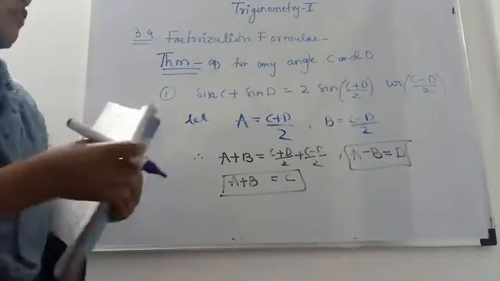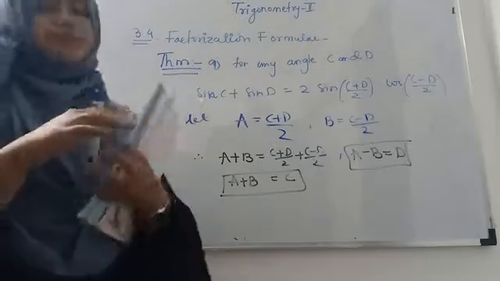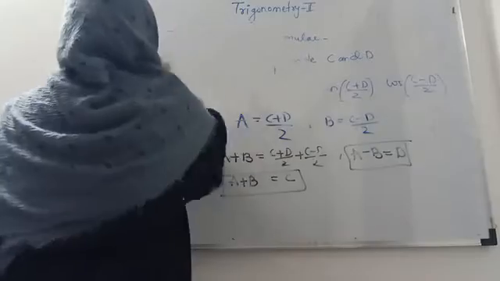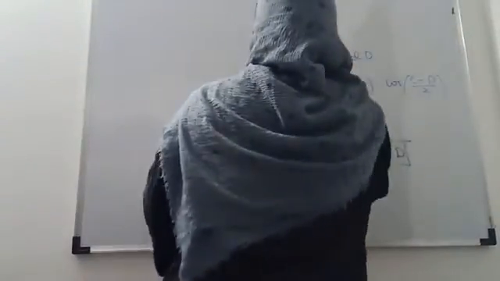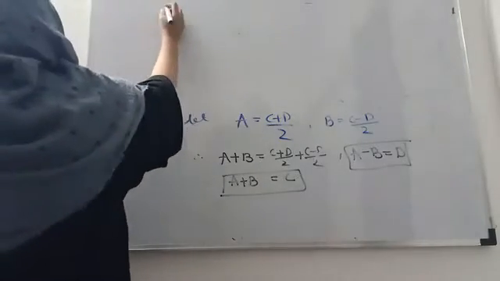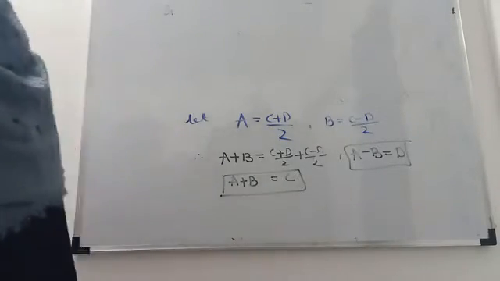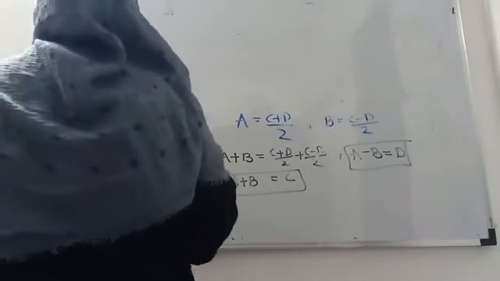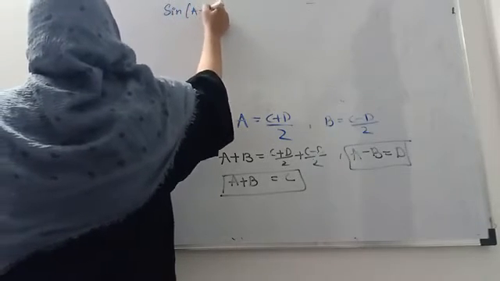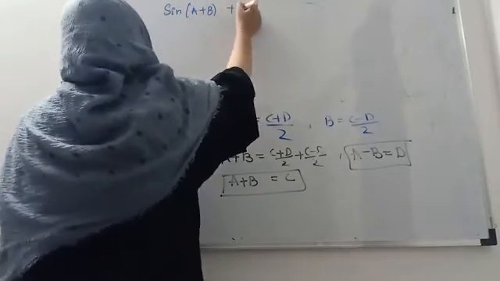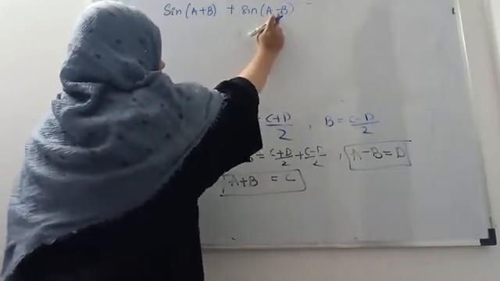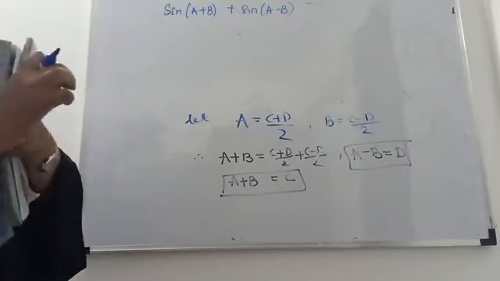Now we will start with the equations. There is a printing mistake in this equation, so please make a correction. We will start with the equation sin A plus B plus sin A minus B. In your textbook it is written as plus, so please make the correction. It is A minus B.